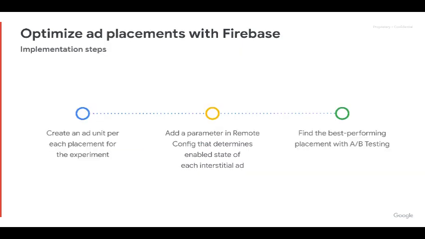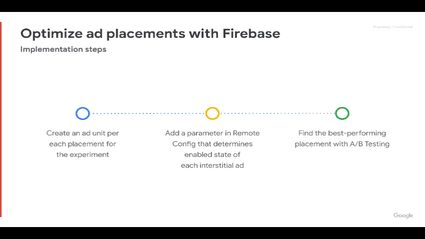All right, so moving on to the next section, now we have to understand how we can leverage Firebase to optimize ad placement. Again, the implementation steps are three, just like with the frequency capping group. First, in this case, you have to create a unique ad unit for each placement in the experiment so that you understand what is happening to each of the ad units under consideration.